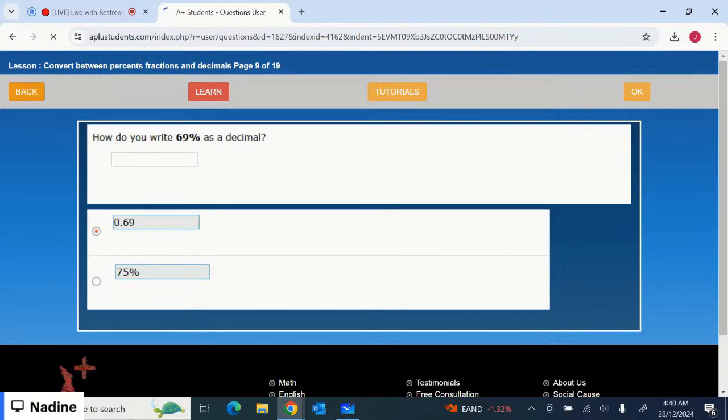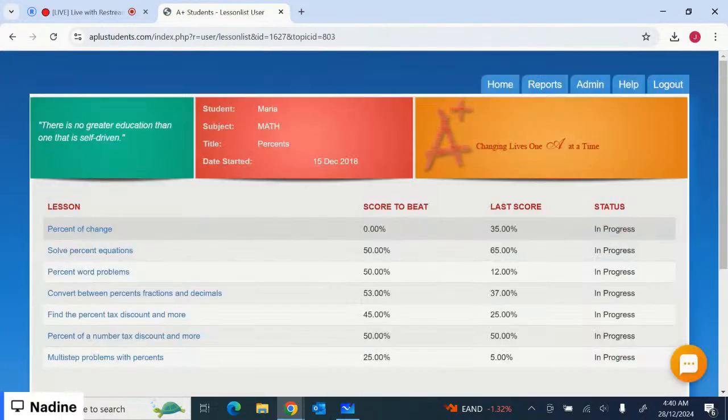Okay, you can complete the lesson by yourself later today. So we were working on grade 9 math. The chapter we were working on is percents. The lessons we have covered today are percent of change, solve percent equations, and convert between percents, fractions, and decimals. Please make sure before the next session you complete all the practice questions for the lessons we just did. That is your homework until the next session.